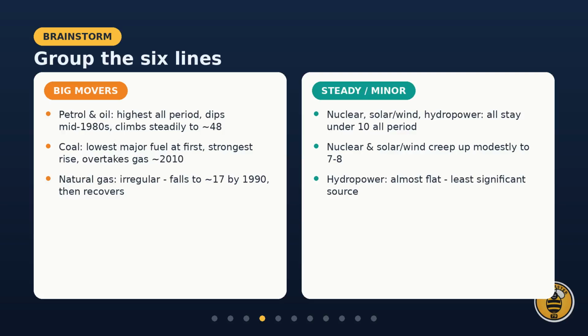Before writing, brainstorm. Split the 6 lines into big movers and steady ones. On the warm side, petrol and oil is the leader, coal shows the strongest climb, and natural gas moves irregularly. On the cool side, nuclear, solar and wind, and hydropower all remain under 10 units for the whole period.